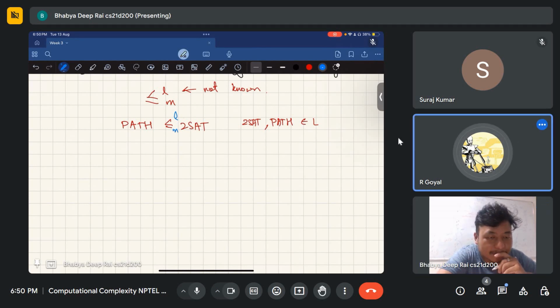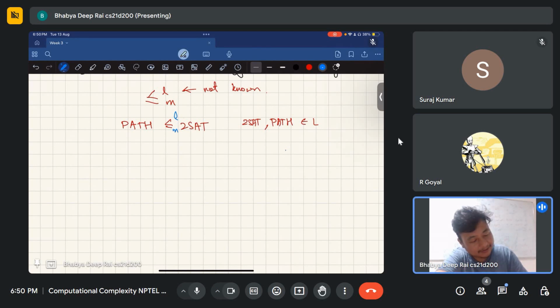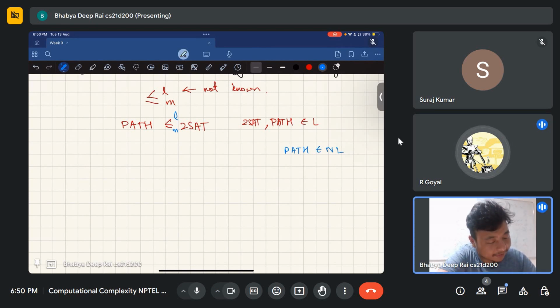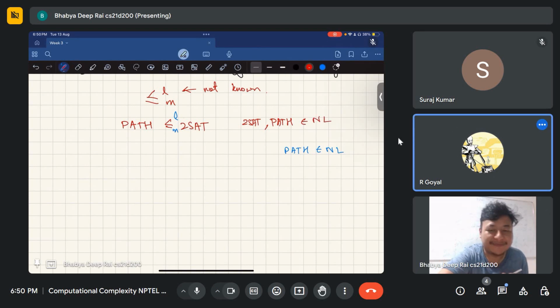Is the PATH problem an element of L or NL? PATH is in NL. In fact, if you show that PATH is in L, then it's over for us: L equals NL. Yes, right? Sorry, here I have written L, right?